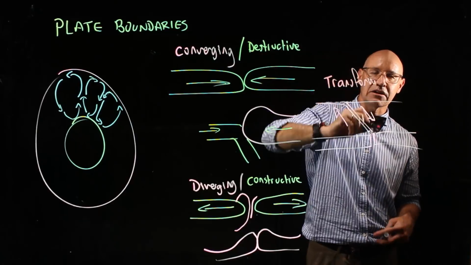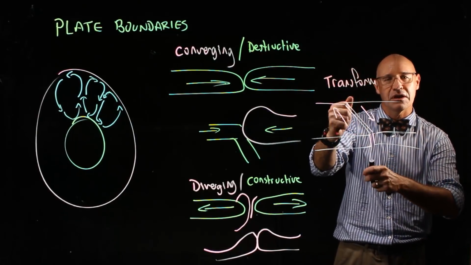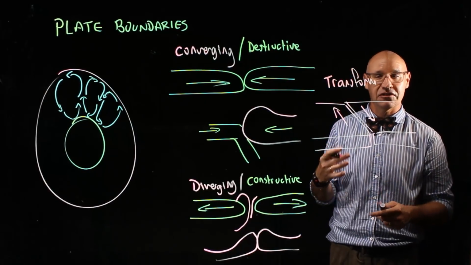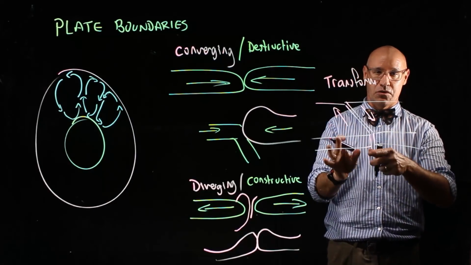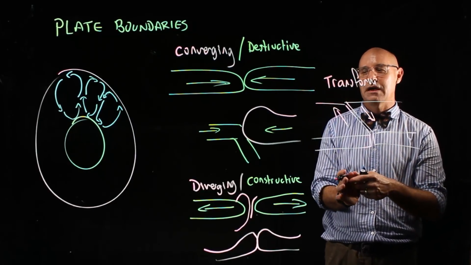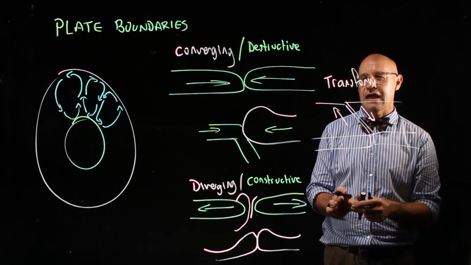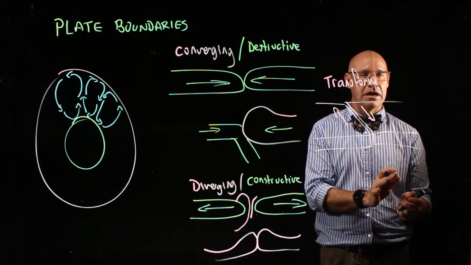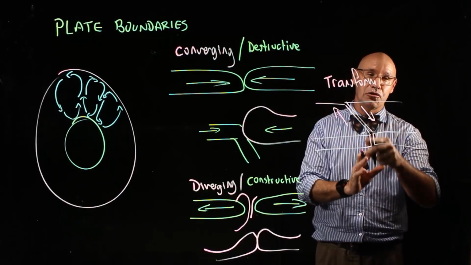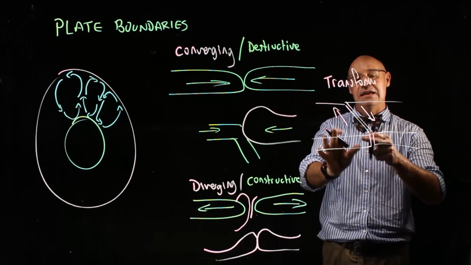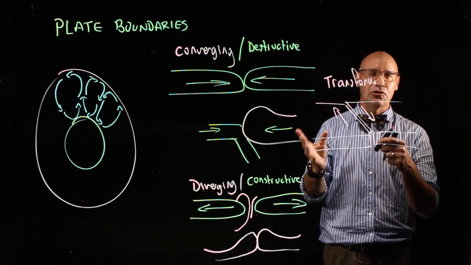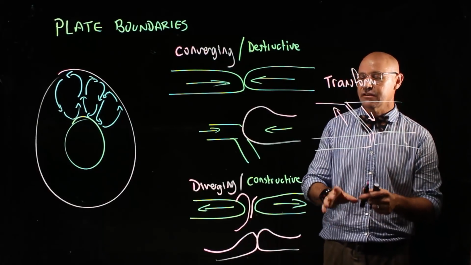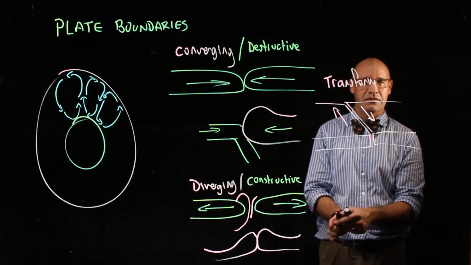So why does it transform? Well, it actually creases, and this is the sort of thing you see in the San Andreas fault line in the USA. That's a transform boundary. And it's sometimes called a conservative boundary because we don't lose or gain any crust. So there's our three different types of boundaries.